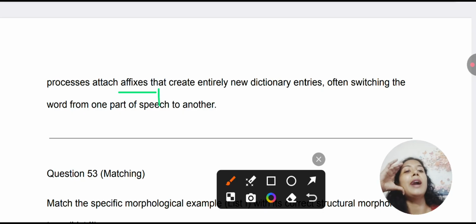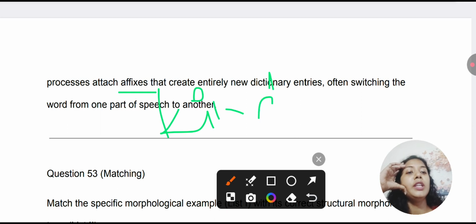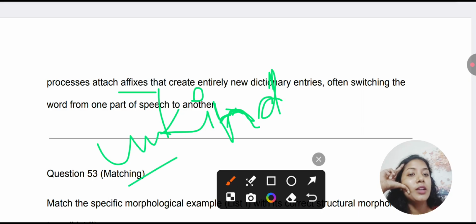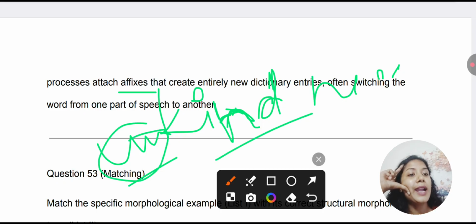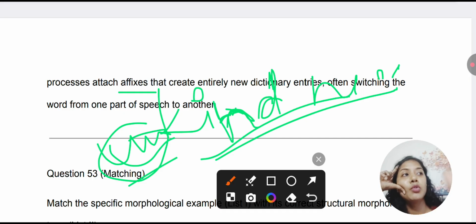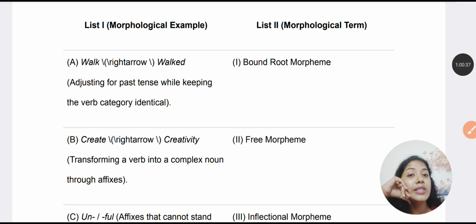So here kind was the word given in the example, right? If you add un, or here you are going to add ness, kindness will become unkindness. So this is the derivational, and that was the inflectional. Now this is very important.